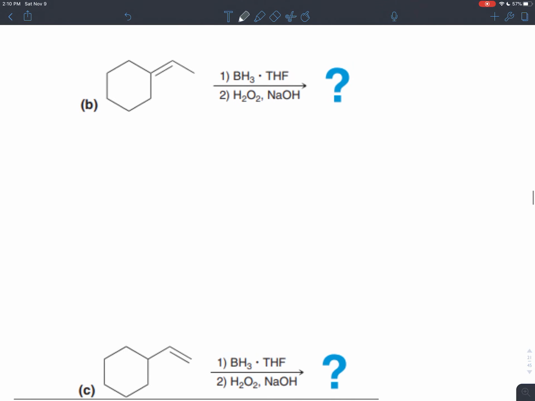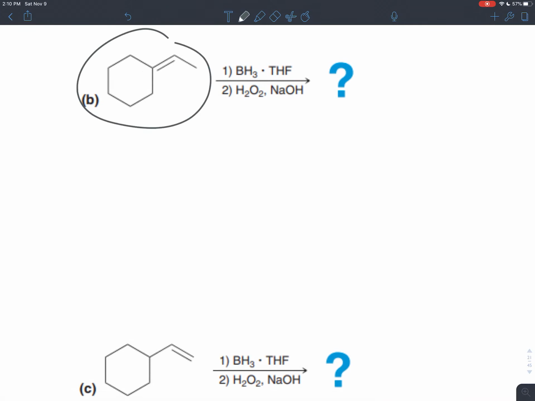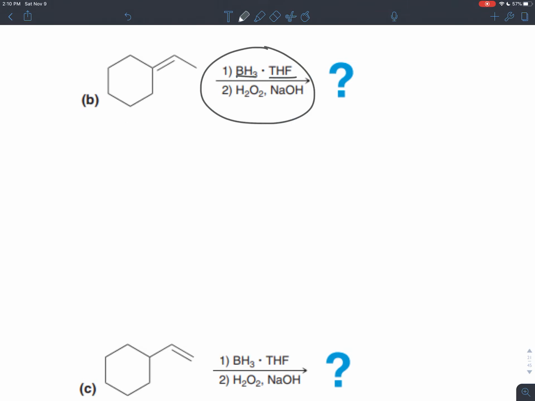Okay, so with B, we're going to do the same thing. You see an alkene, and you see a pi bond, and you think, okay, addition reactions. What are we adding? You see borane and THF, followed by hydrogen peroxide and sodium hydroxide. So hydroboration, and replacing the boron with an oxygen is oxidation. You see the recipe for hydroboration-oxidation.